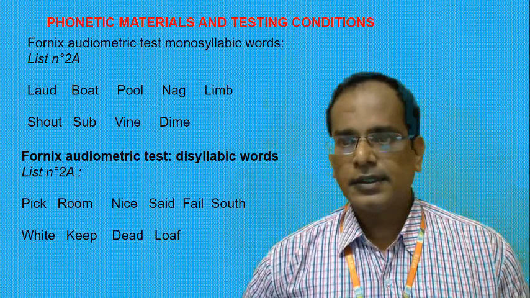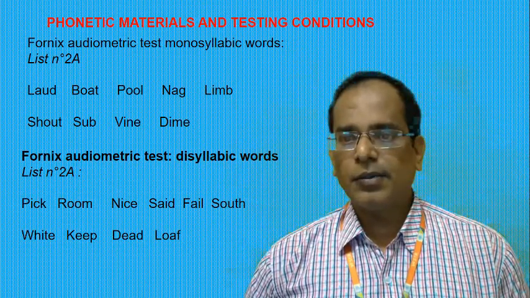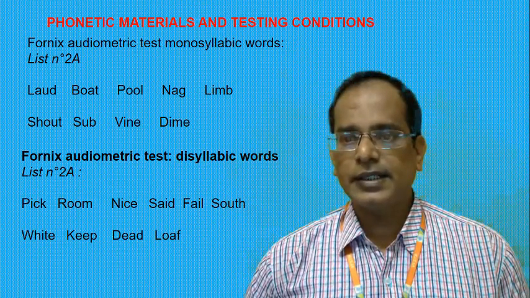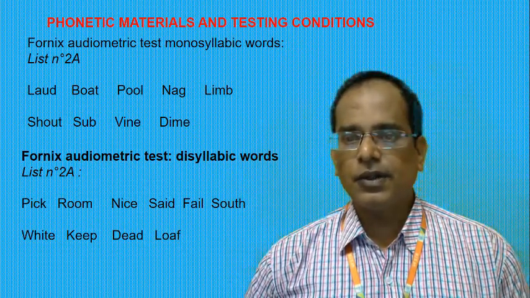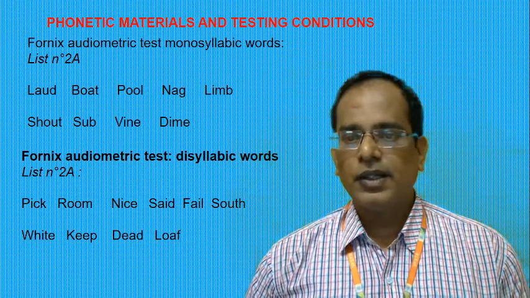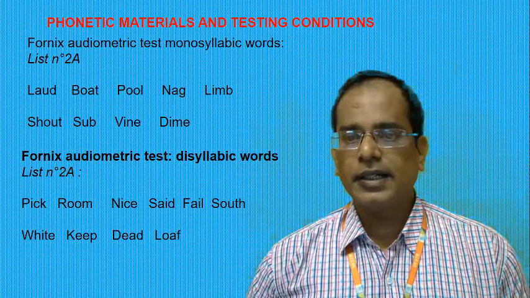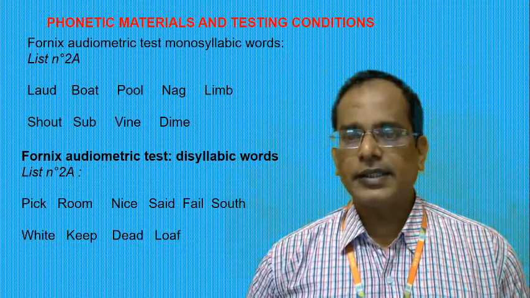Here you are seeing an example of phonetic material and testing conditions for speech audiometry. The phonetic audiometric test uses monosyllabic words. A monosyllabic word contains one syllable, not two. It's one syllable.